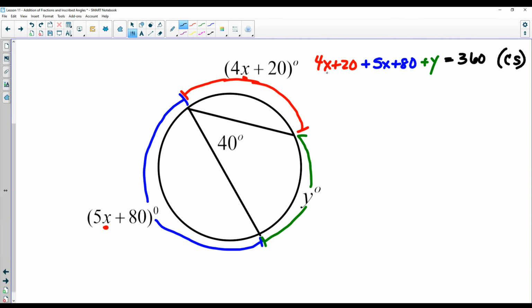All right, problem here is we have some x's and we have a y. So we can't solve this yet. We can't solve an equation with two variables. So let's go ahead and find y first.